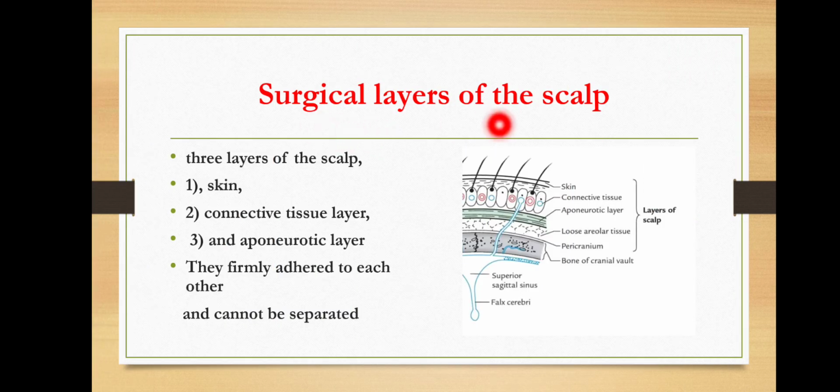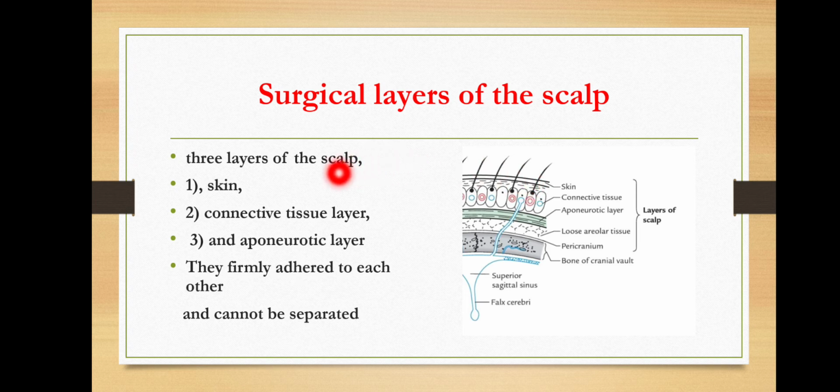First one, surgical layers of the scalp. I earlier said that the scalp has 5 layers, but the first 3 layers, that is skin, connective tissue, and aponeurotic layer, these 3 layers combined together are known as surgical layers of the scalp or the scalp proper, because these 3 layers are tightly attached. They are firmly adherent to each other and they cannot be separated.